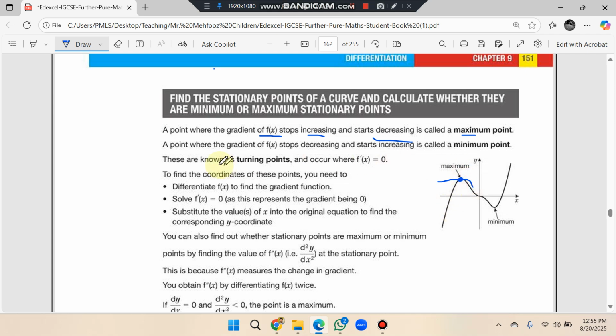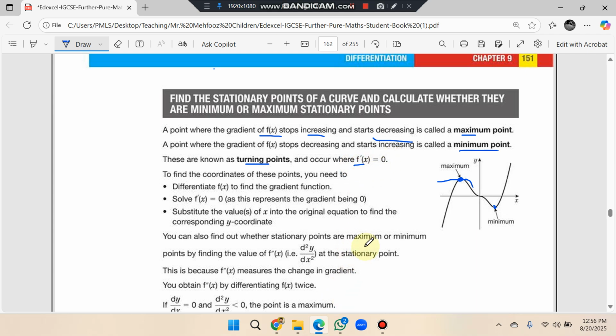decreasing, right? Again, a point where the gradient of f(x) stops decreasing. Here the gradient is decreasing and at that point it stops. After that point the gradient starts increasing. It means that this is the minimum point of the curve, right? These are known as turning points and occur where the derivative of f(x) equals 0.